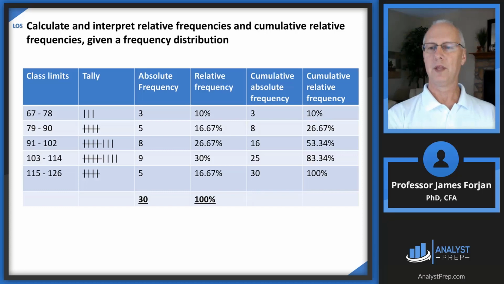And then the cumulative relative frequencies are going to be the addition of those relative frequencies. So you take the 10 and you add the 16.67, that gets us up to 26.67. Add the 26.67, and you get 53.34, and so on, all the way up to 100%. So this is a good table to address this LOS, to give you an idea of the cumulative relative frequencies and the distribution.